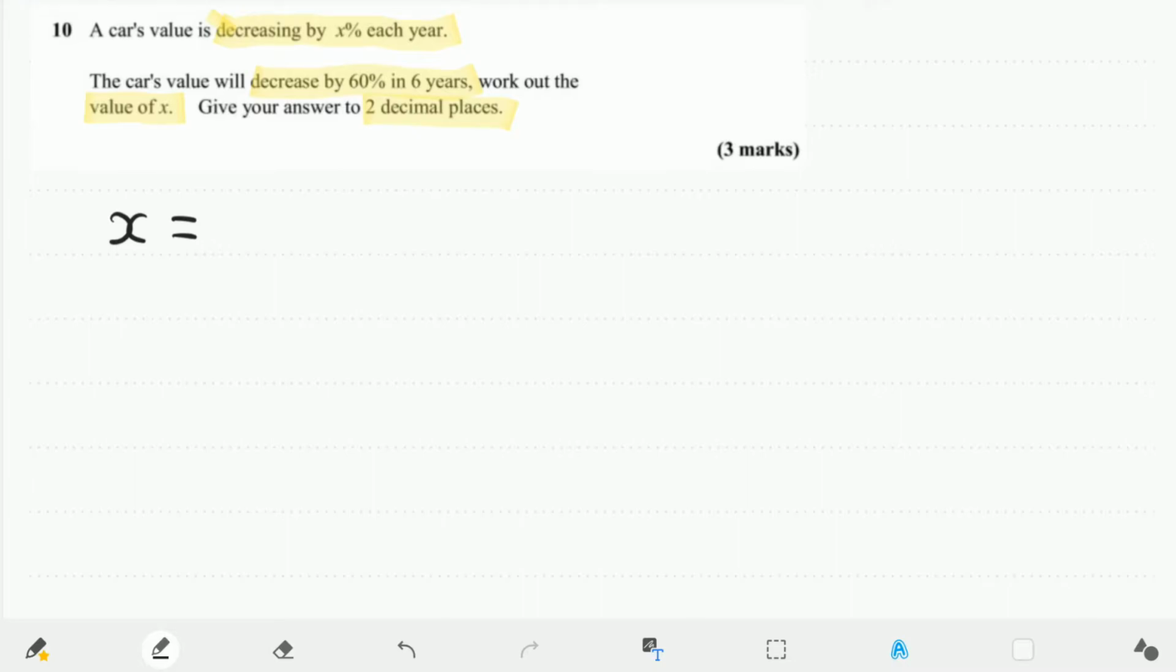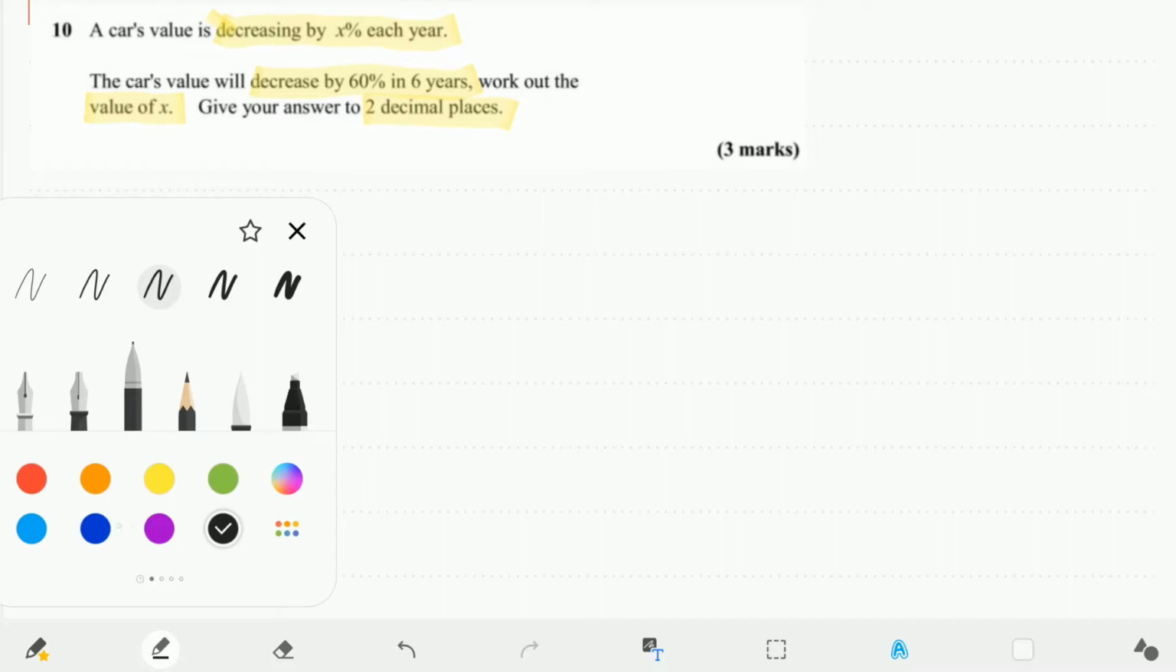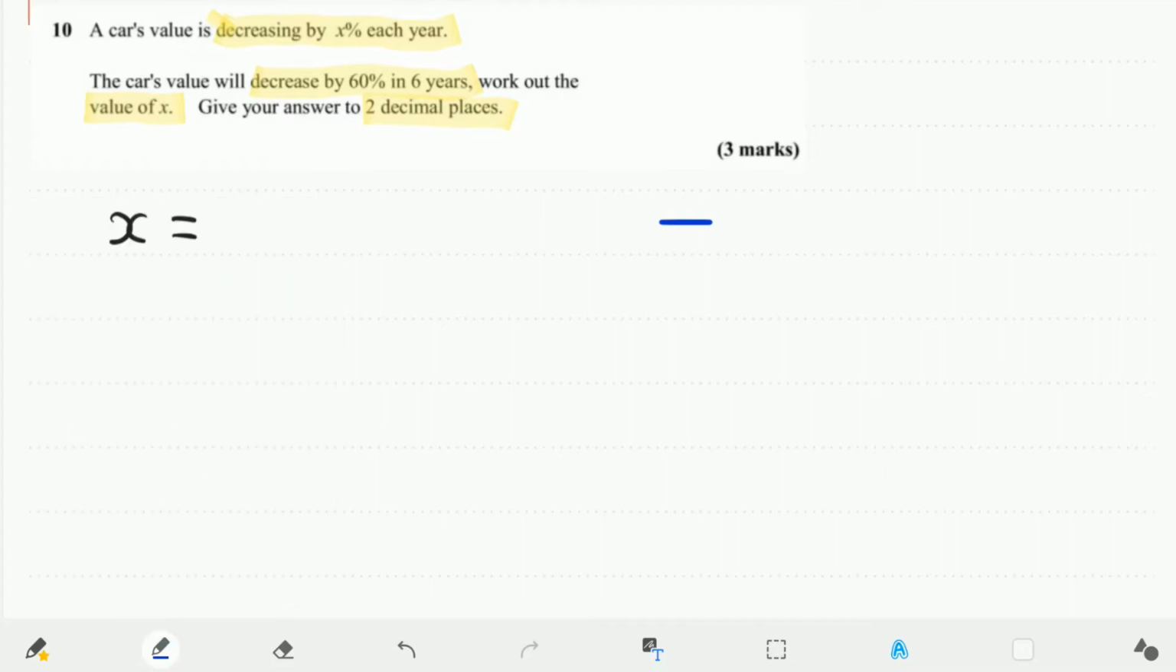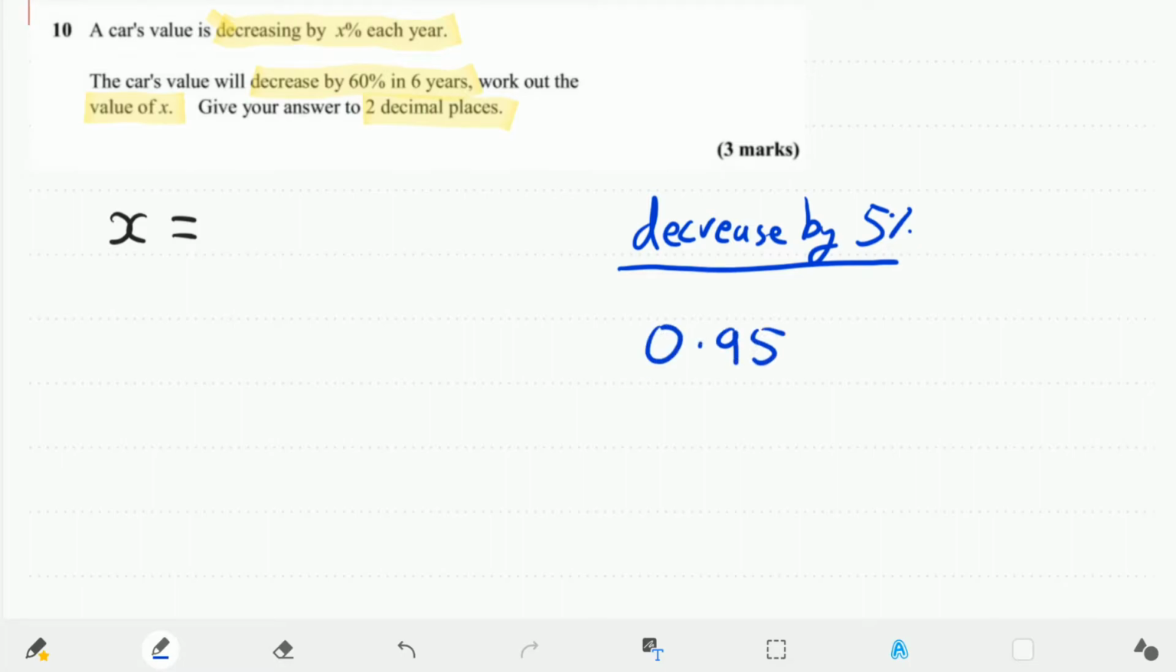Well, we know that it's decreasing by X% each year. Now, in a normal question, it would say maybe a car's value is decreasing by 5%. And how would we write down decreasing by 5%? Well, normally we would just write 0.95. So that would be our multiplier that would be multiplying the car's value by every single year, if it was decreasing by 5%. And how did we get that 0.95?